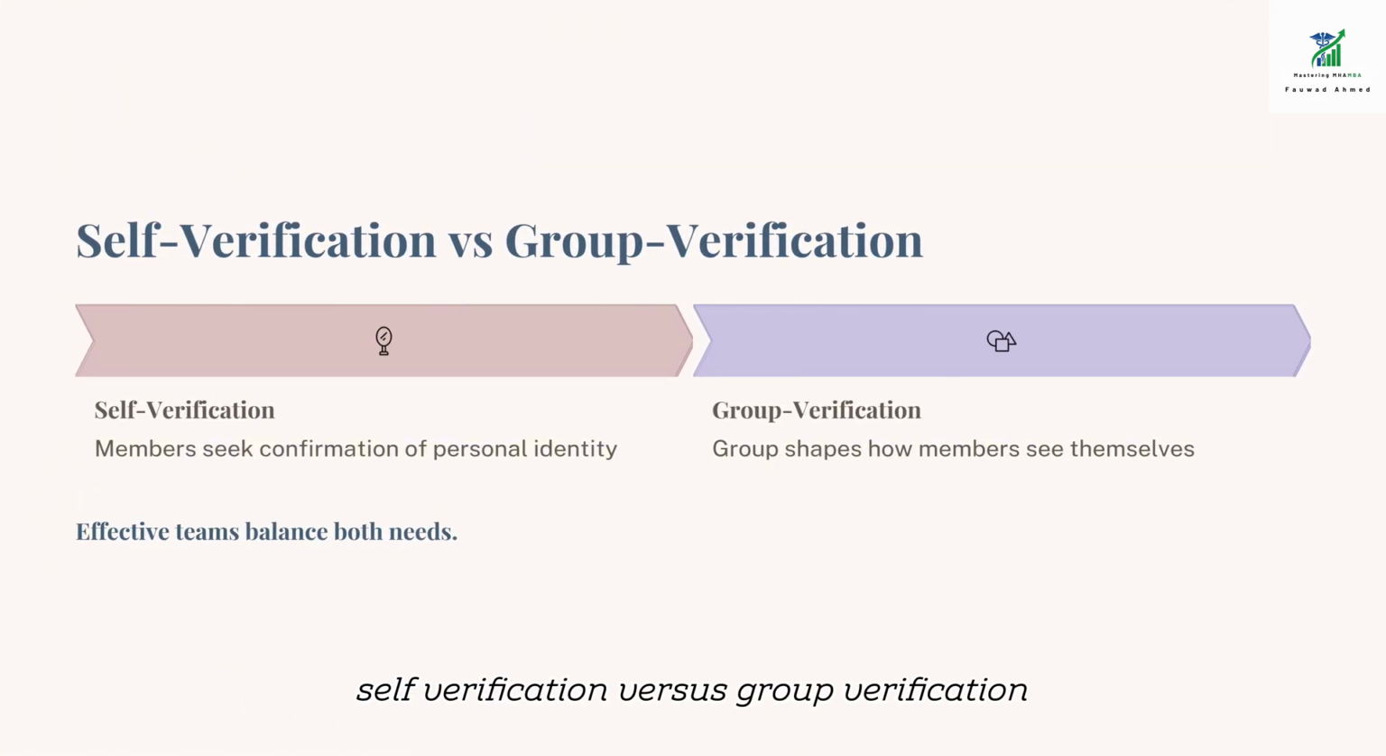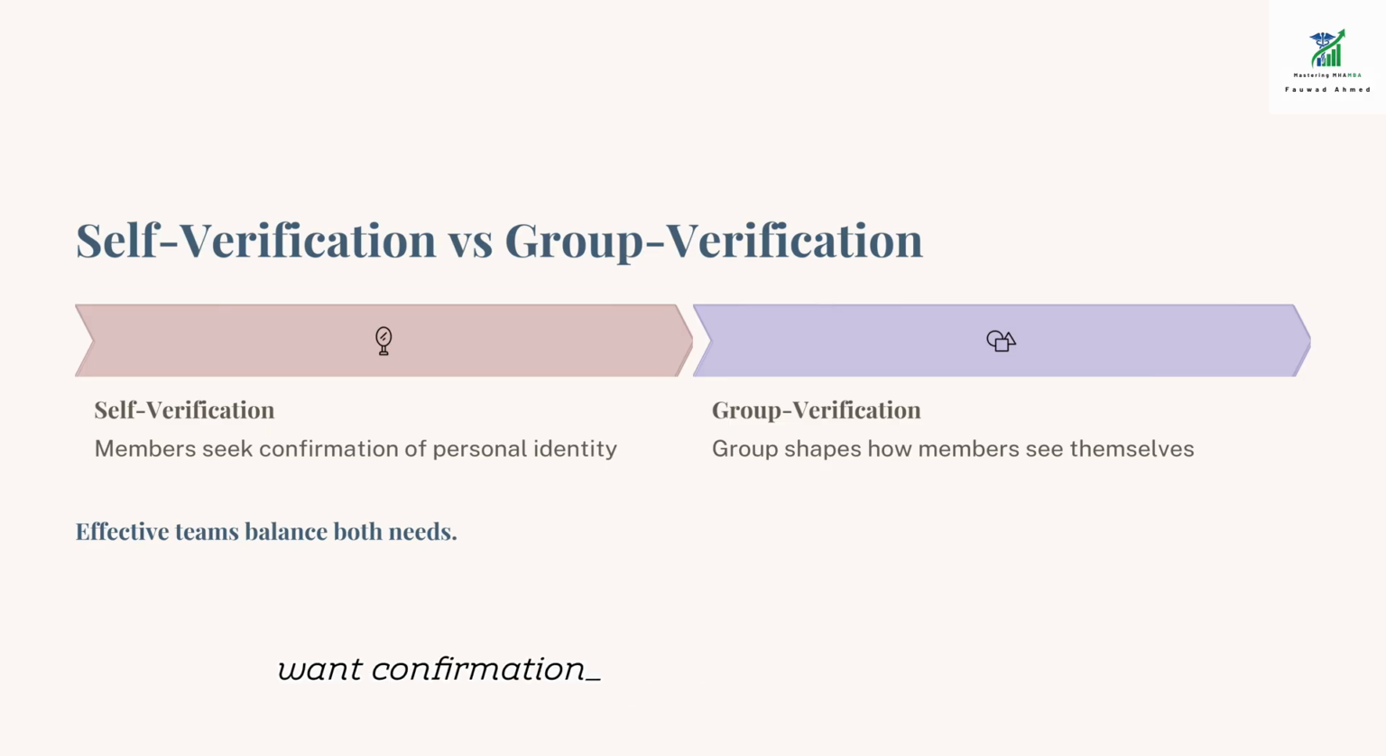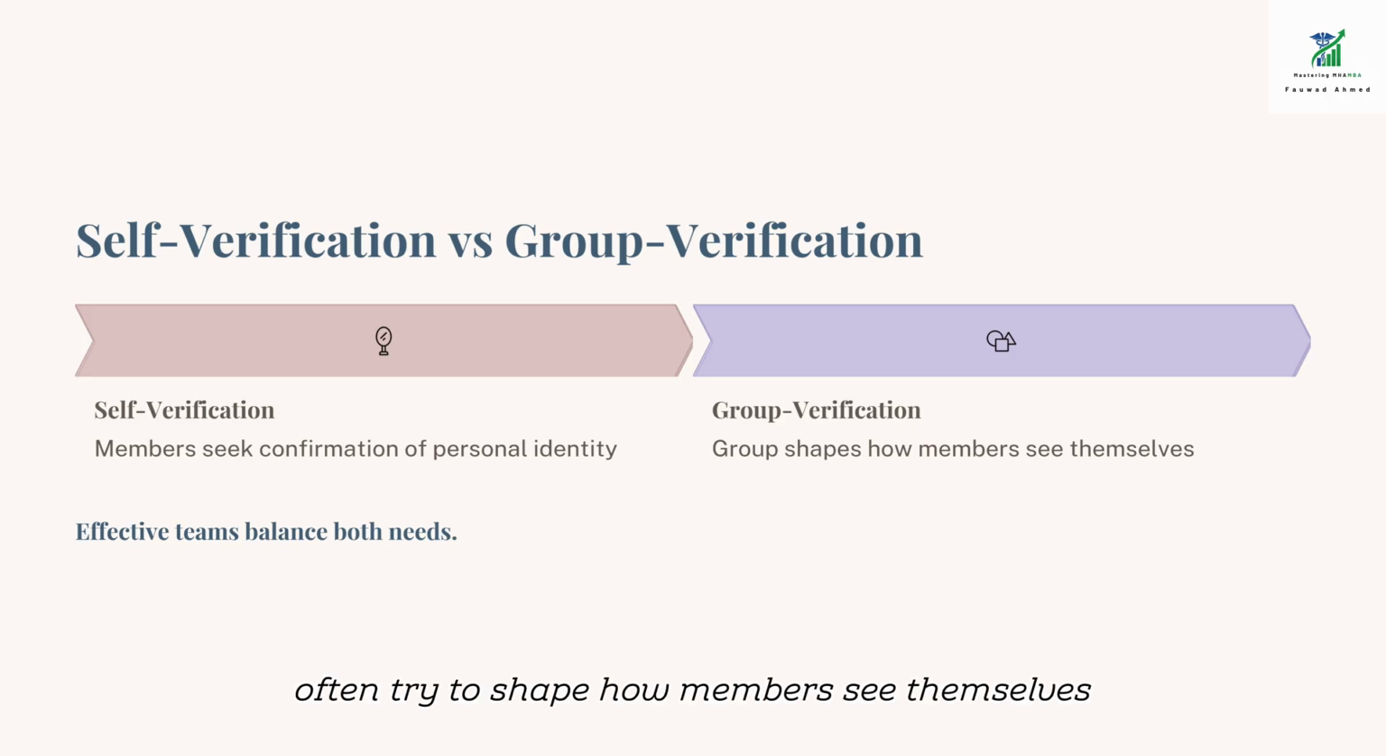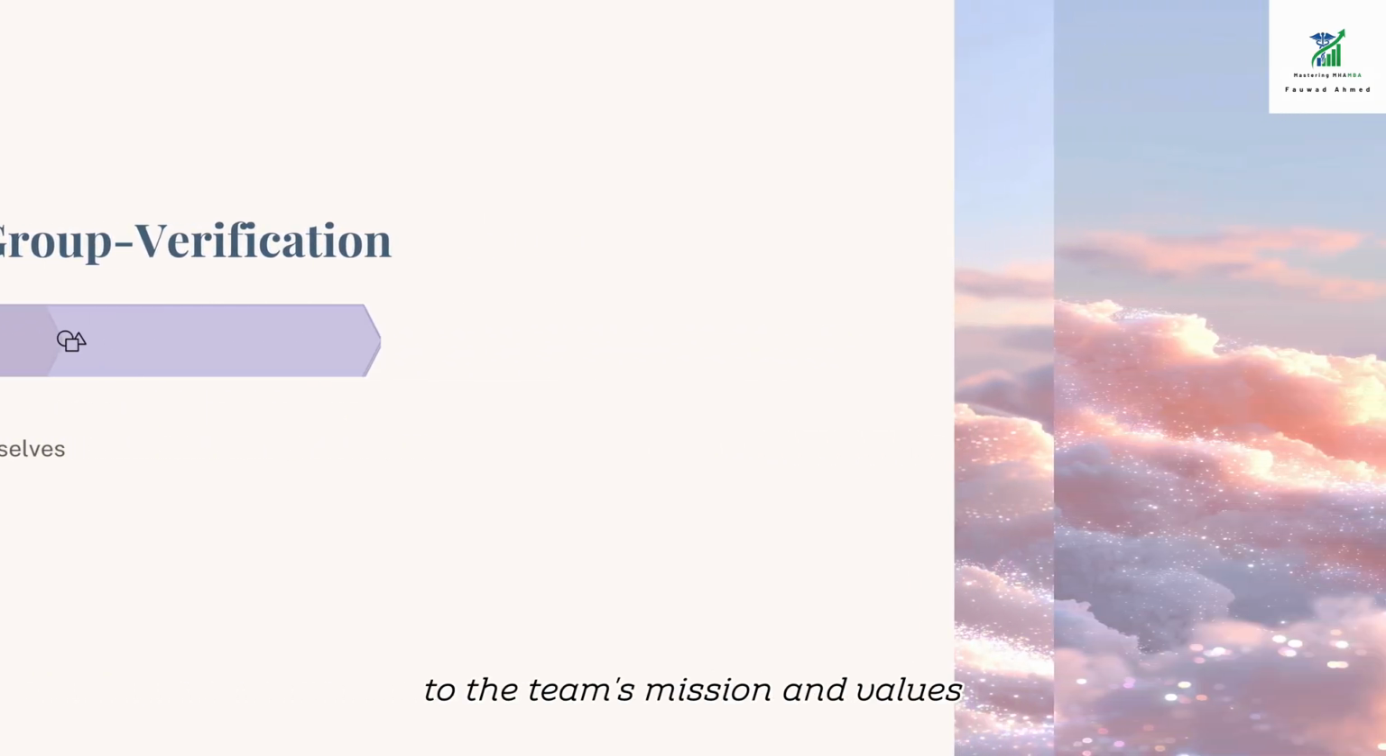Self-verification versus group verification. Team members want confirmation of who they believe themselves to be. This is self-verification. Teams, however, often try to shape how members see themselves. This is group verification. Effective teams balance both. They respect individual identities while aligning members to the team's mission and values.